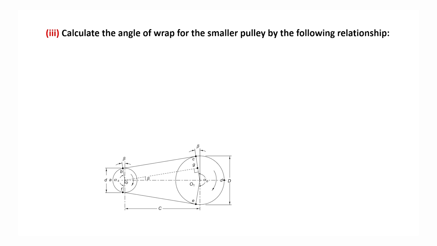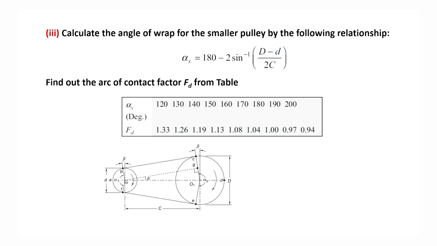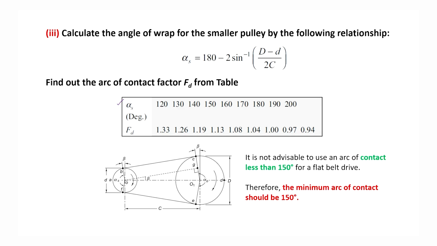Now, calculate the angle of wrap for the smaller pulley by the following relation. Find out the arc of contact factor Fd from the table based on our alpha s. In the given problem, we will select the value of Fd. Now, it is not advisable to use an arc of contact less than 150 degree for the flat belt drive. Therefore, the minimum arc of contact should be 150 degree. Now, let us find for our case what is the value of alpha s.